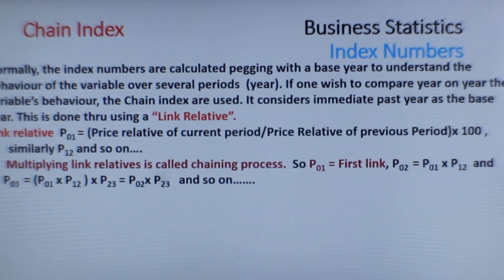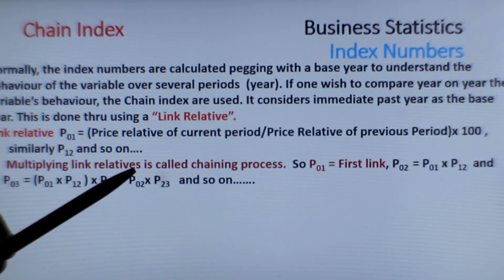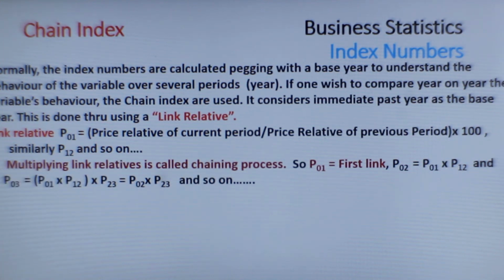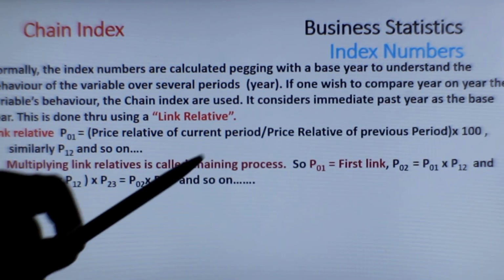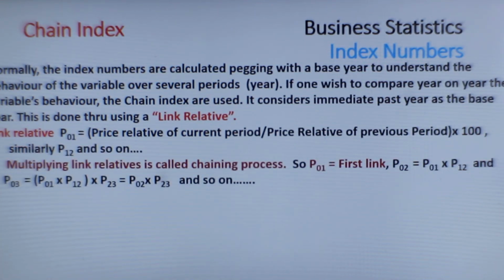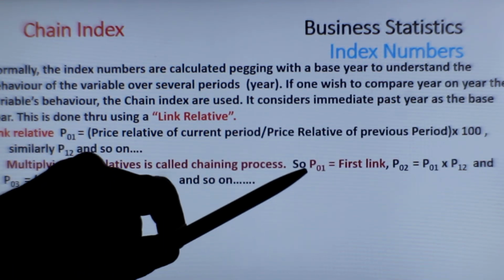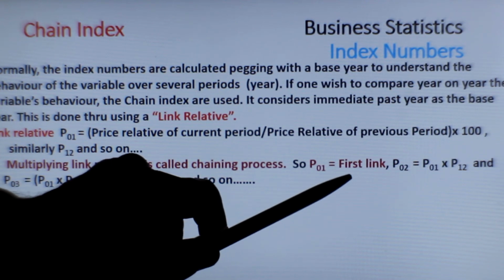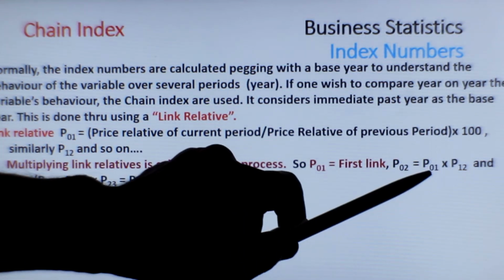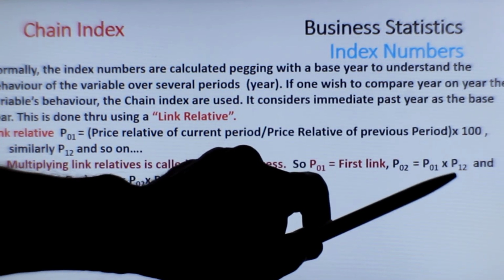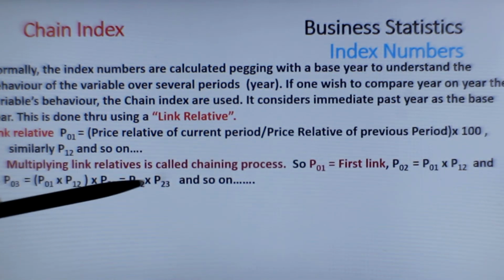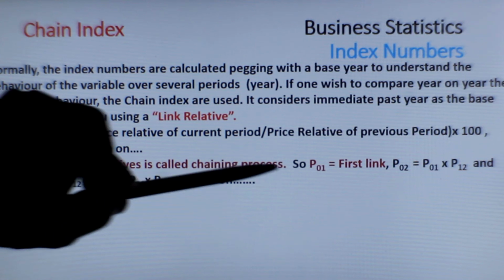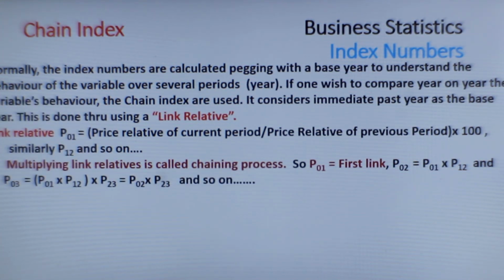By multiplying the link relatives, which is called the chaining process, you will be able to relate or interlink the indices which have worked for year on year. Okay, so in our case, the P01 is called the first link and P02 is called the second link, which is the multiplication of P01 and P12, and so on. So this is how the chaining process takes place. Now we will take an example and see what exactly it means.